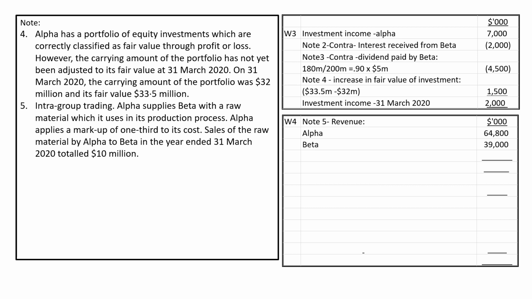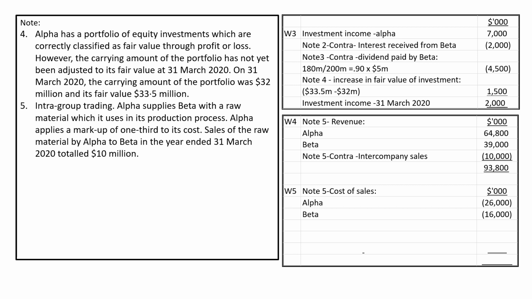So Alpha's figure for revenue is given as 64.8 million. Beta's revenue is given as 39 million. We take away the intercompany sales of 10 million, and that gives us an adjusted figure for revenue of 93.8 million. We come to the cost of sales, again for Alpha, given as 26 million, Beta as 16 million. We take away the intercompany sales of 10 million.